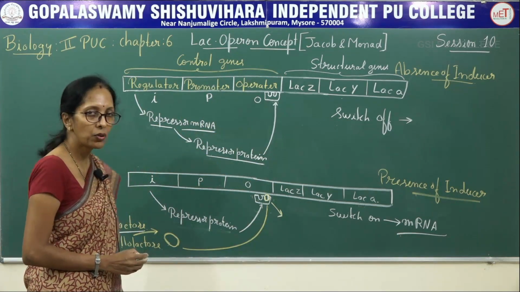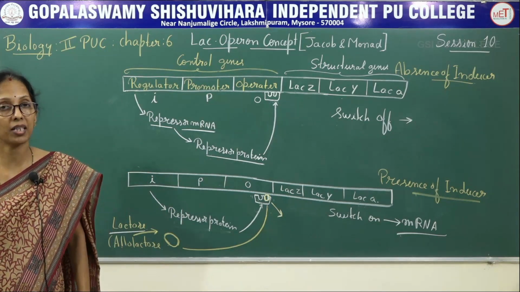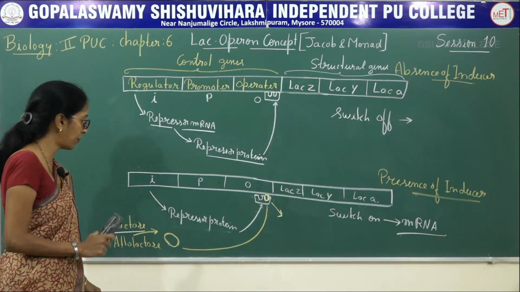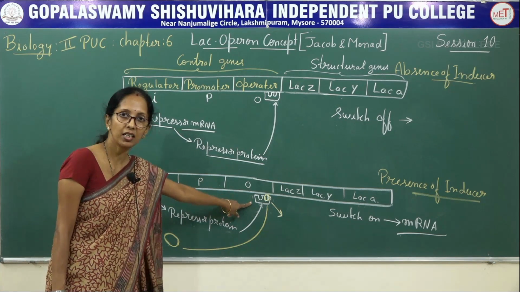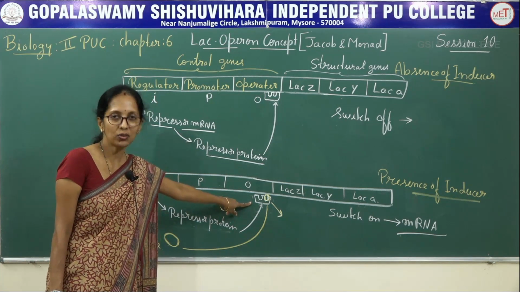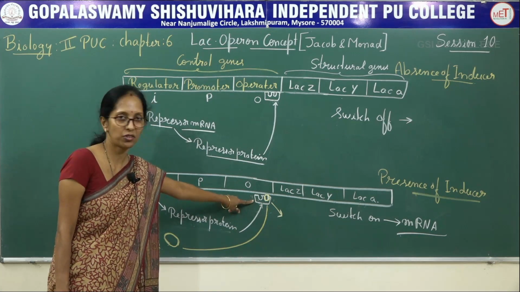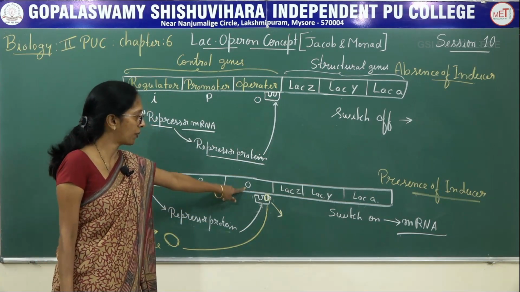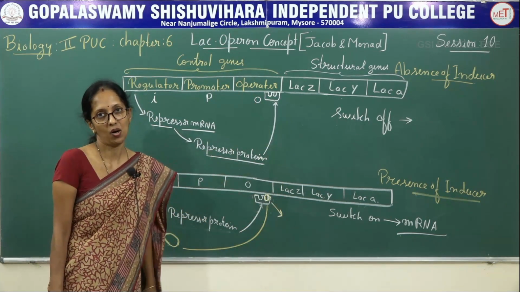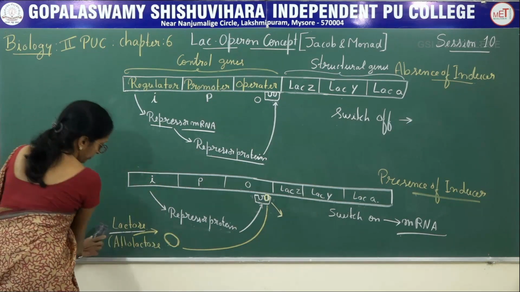Lac means lactose, operon means group of structural genes. So in the presence of inducer, what happens? Lactose binds with the repressor protein so that there will be a structural change in the repressor protein, and it immediately separates from the operator so that the switch is turned on. This is about the lac-operon concept.